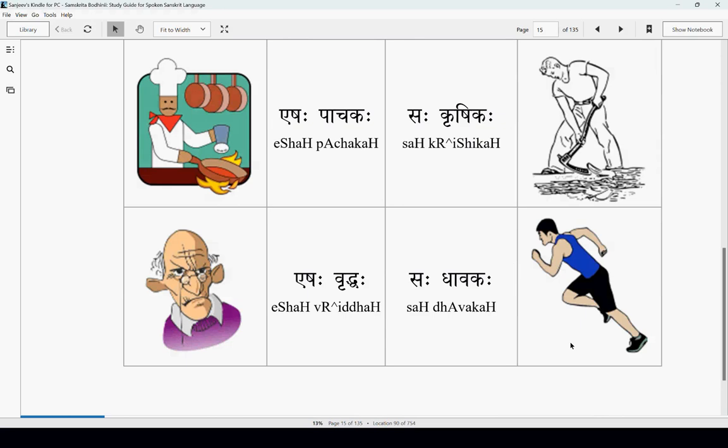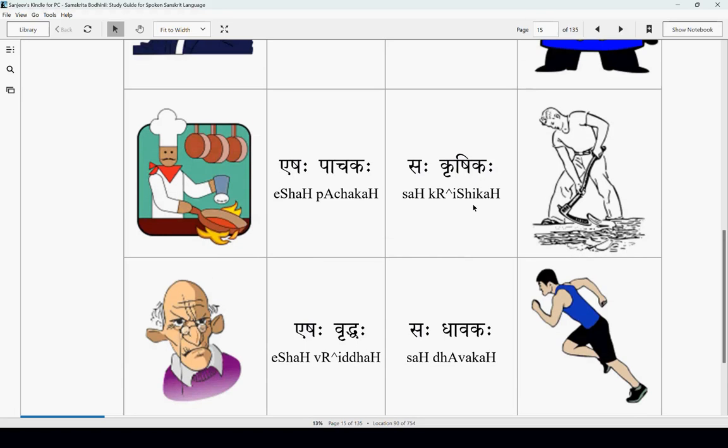सः धावकः, he is a runner, धावकः. So the other thing you might want to know here: saha dhavakaha asti, the asti can be optionally added, that we discussed. And then what about this preposition? In English we have he is a runner, he is a cook, he is an old man, he is a farmer. So in this there is no "a". And it is not necessary here because the krushikaha, dhavaka itself is indicating singular.